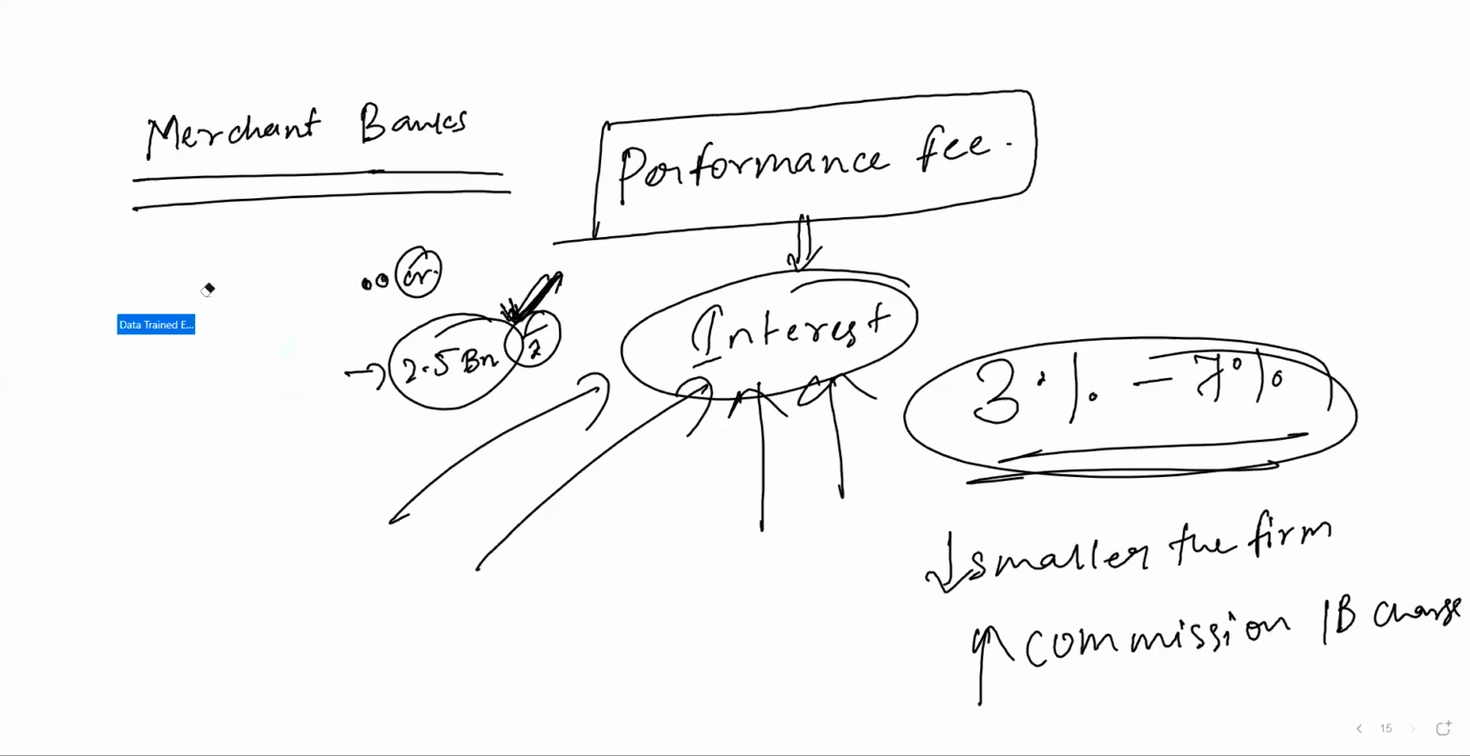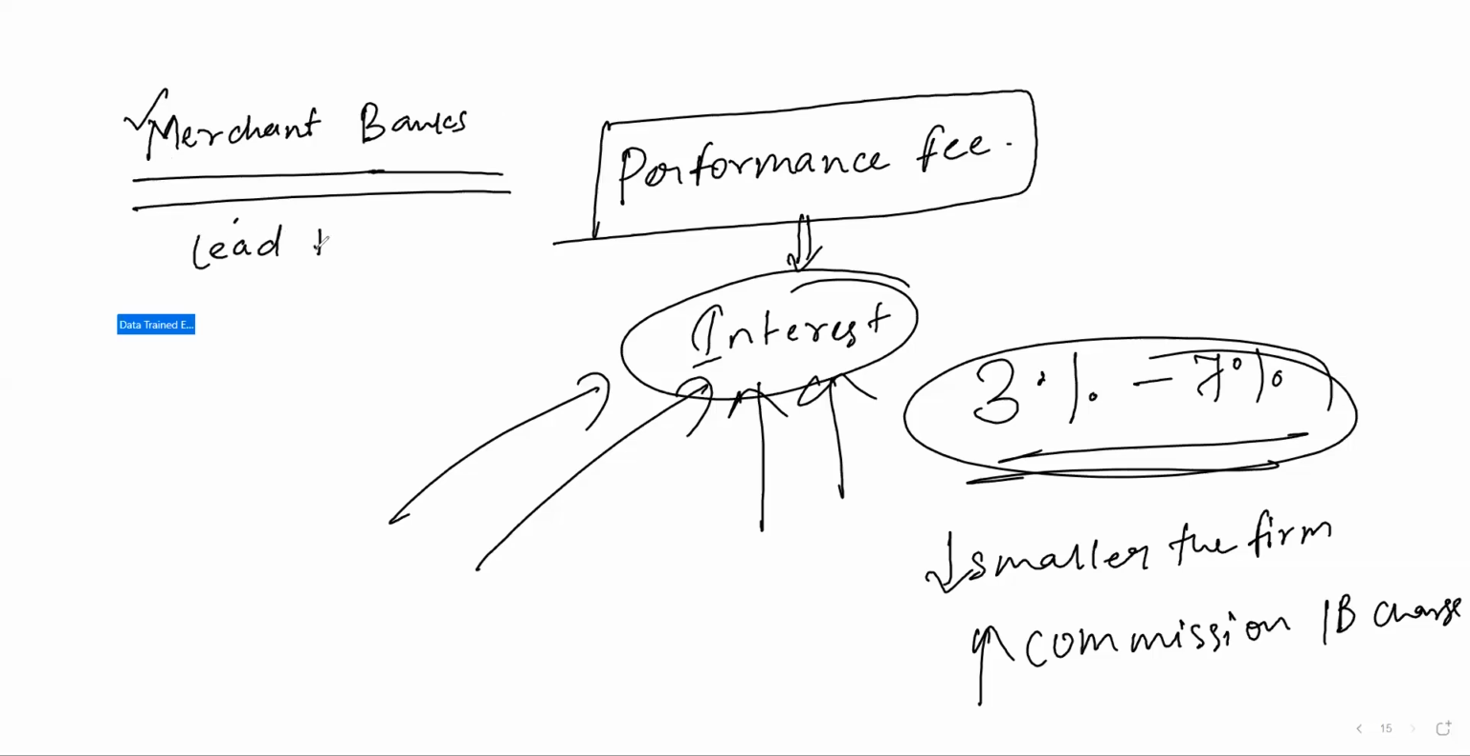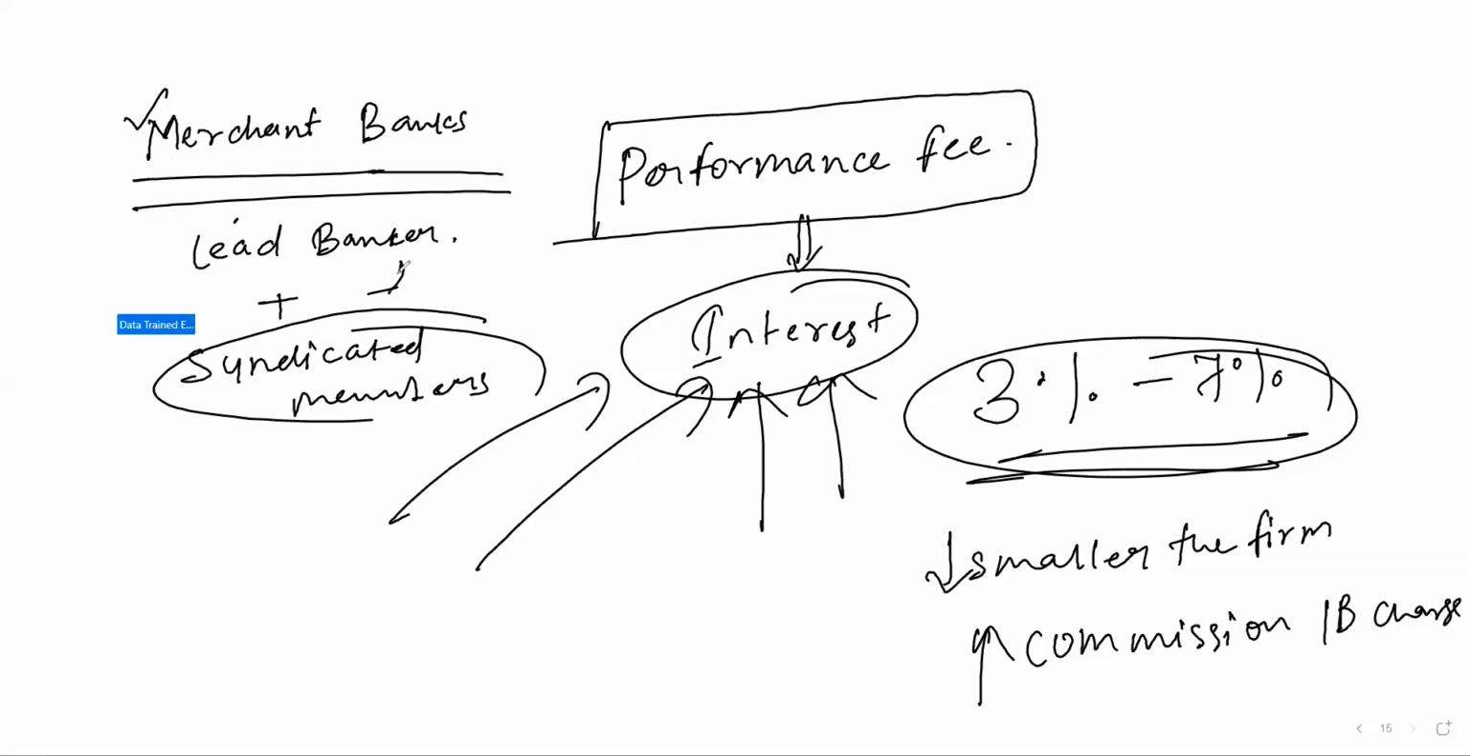For one single investment bank, it won't be possible to arrange such a huge amount of funds. So the company will appoint a lead investment banker, and this lead investment banker, in cooperation with the company's management, will appoint syndicate members. Syndicate members are the banks that will assist the lead banker in arranging the funds or coming up with the issue.